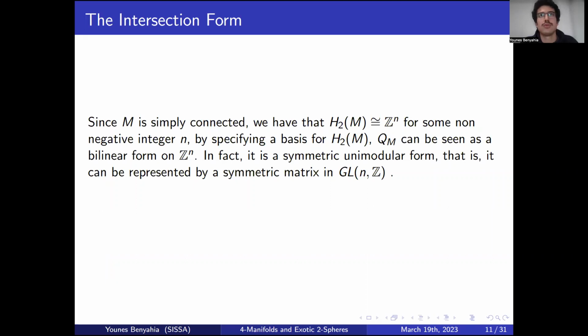If we want to understand this intersection form more, if M is simply connected, we get that H2 of M is a free abelian group, Zn for some non-negative integer n. And if you specify a basis for H2 of M, or you specify the isomorphism to Zn, you can see the intersection form as a bilinear form on Zn. In fact, it will be a symmetric unimodular form, so it can be represented by a symmetric matrix in GLn of Z.